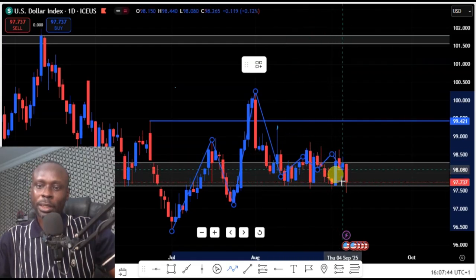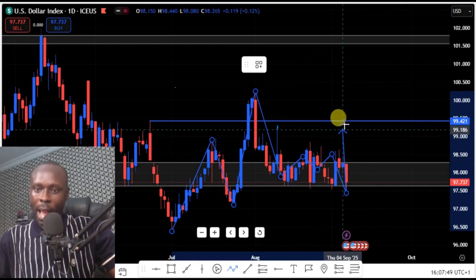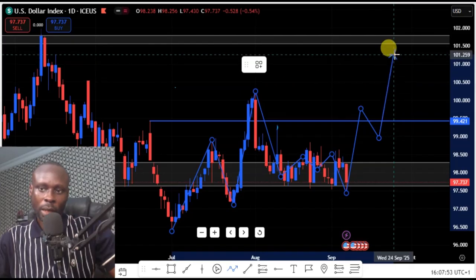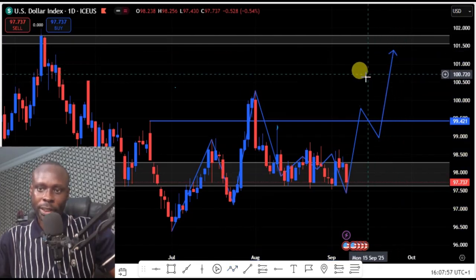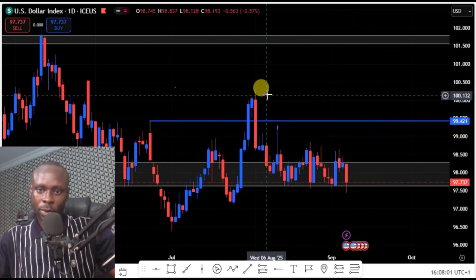So what we expect this week is for price to break this inner structure lower high, then look for a retest for us to continue to buy the dollar index to the top side. So let's look at the weekly chart of the dollar index.